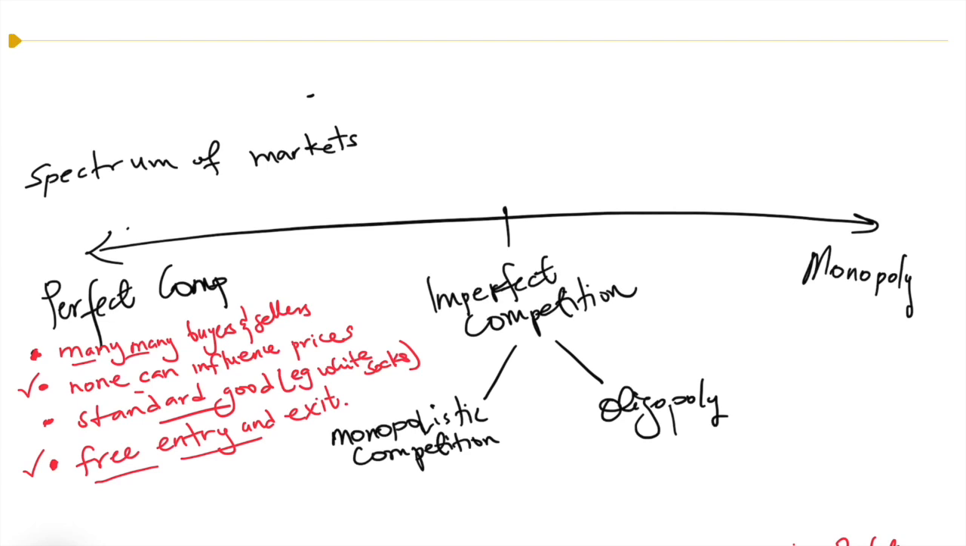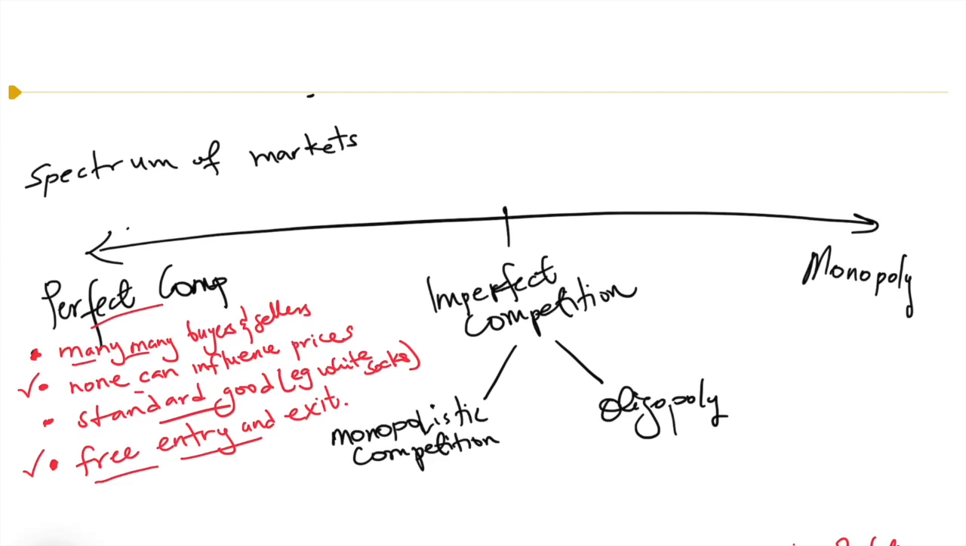On the spectrum, on one end we have perfect competition, on the other end we have monopoly, and in the middle somewhere we have imperfect competition, under that we have monopolistic competition and oligopoly. My future videos may cover some of these, but for today let's look at some of the features under perfect competition. There are many buyers and sellers. No one can actually influence prices, and a standard good is sold. For example, white socks, white t-shirts, right? Standard generic goods. And then there are free entry and exit in perfect competition.